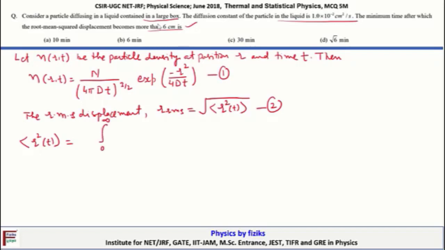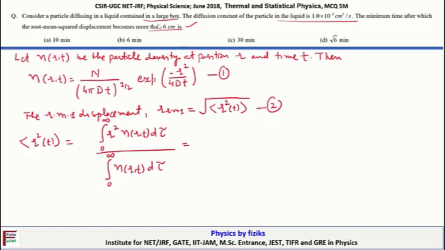It's from 0 to infinity of r square times the distribution function, n(r,t), times the elemental volume d tau, divided by the integral from 0 to infinity of the distribution function only, n(r,t). So this is the standard procedure for obtaining the average of a physical quantity, and this becomes equal to, now we will substitute the value of n(r,t) and d tau.